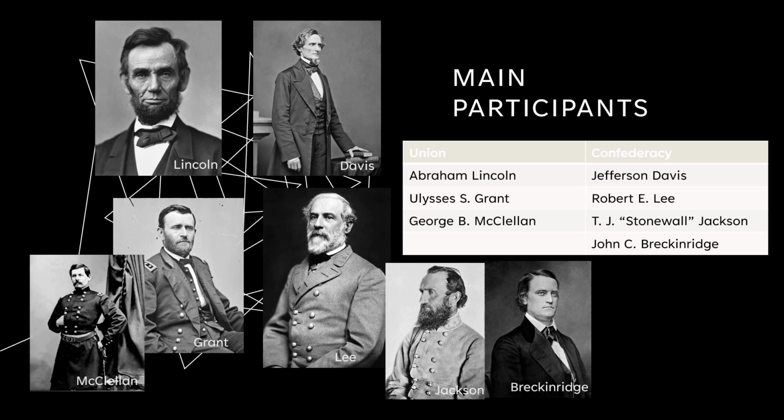T.J. Stonewall Jackson was a general officer in the Confederate States Army and played an important role in the Eastern Theater. John C. Breckinridge, besides being a candidate to the presidency in the election of 1860, formed part of Congress in both houses before he was appointed Confederate Secretary of War.